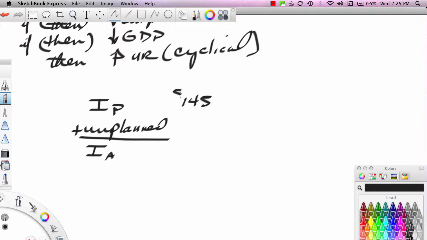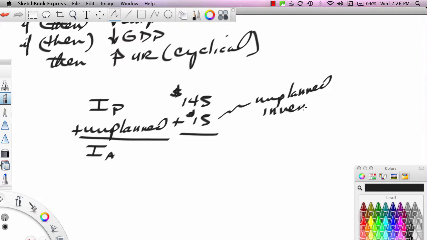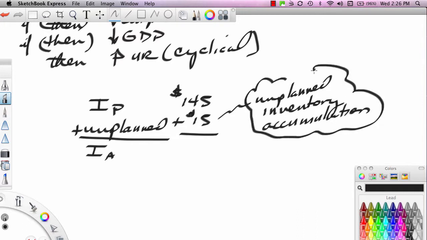145, this was given. What was our unplanned investment? Well, our unplanned investment was the unplanned inventory change. There was product made this period that was not sold. Where did it end up? It ended up in inventory. So this is your unplanned inventory accumulation we talked about up above. And so what is actual investment this period? 160.